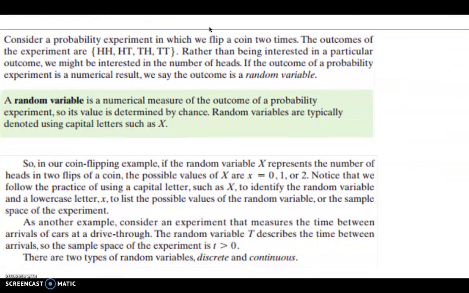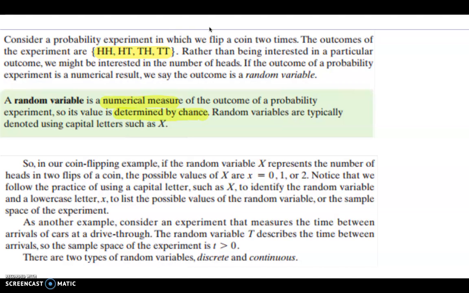So let's consider the probability experiment in which we flip a coin 2 times. So the outcomes are heads, heads, heads, tails, tails, heads, tails, tails. So rather than being interested in a particular outcome, we might just be interested in the number of heads, for example. Now if the outcome of a probability experiment is a numerical result, we say the outcome is a random variable. So a random variable is just a numerical result of the outcome of a probability experiment. So its value is determined by chance.